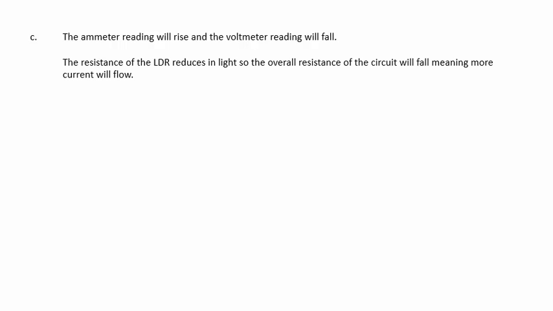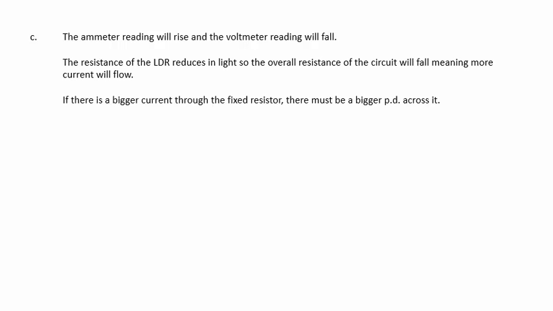In C, we're told the circuit is moved so that the LDR is now in sunlight, and we're to describe and explain how the readings on the ammeter and the voltmeter will change. Well, the ammeter reading will rise, the voltmeter reading will fall. The reason being the resistance of the light-dependent resistor reduces in the light, therefore the overall resistance of the circuit will have fallen and more current will flow.